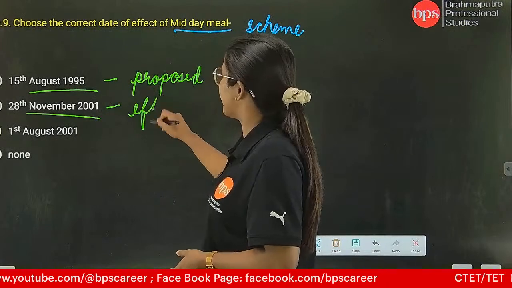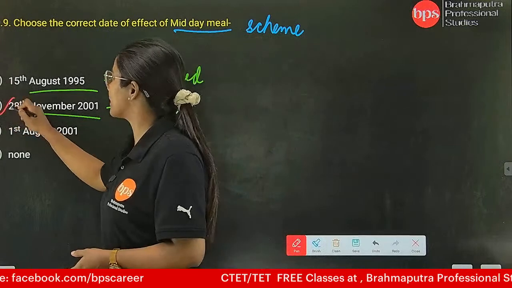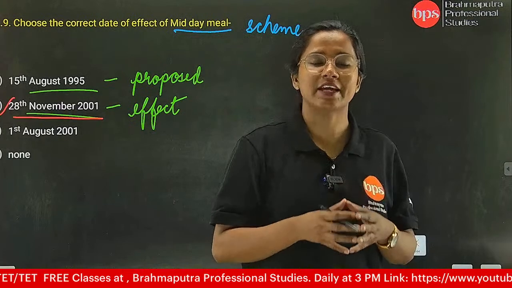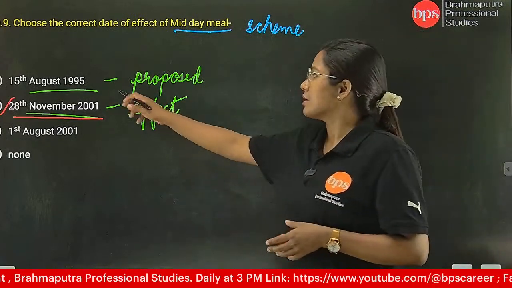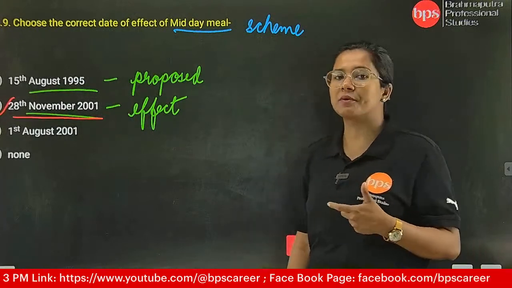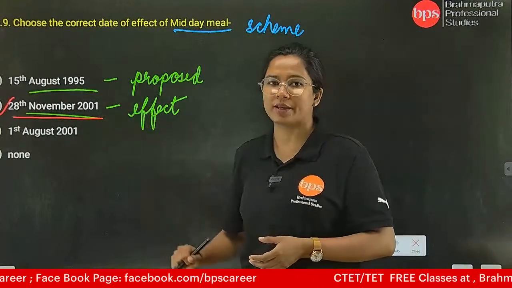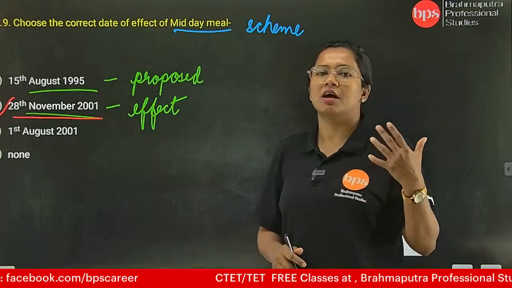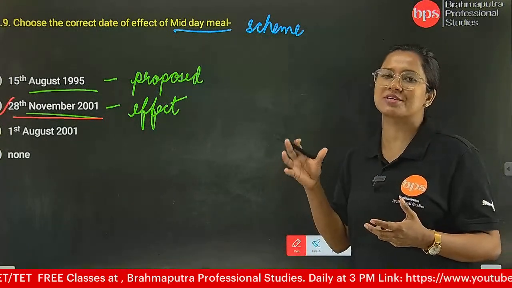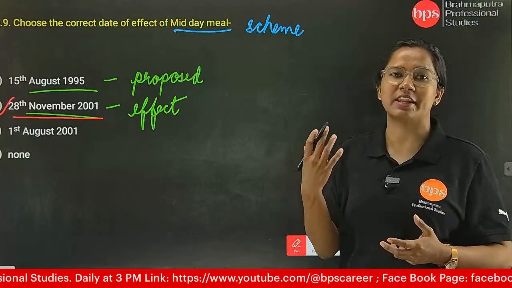And it came into effect in 2001. So we have the correct answer, that is 28th November 2001, that too after 6 years, when it was proposed in 1995 itself. So remember, when you are very specific, opt for 2001. As for example, in the RTE Act, we get the year 2009, and here it is 2001 because it came into effect, but earlier it was proposed in 1995.